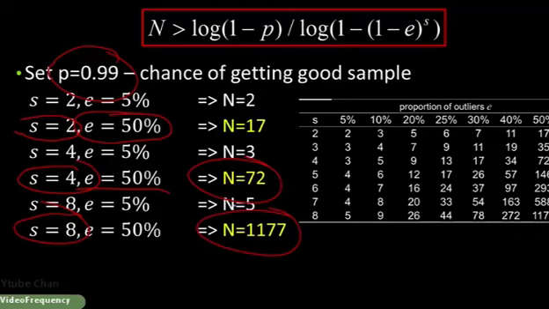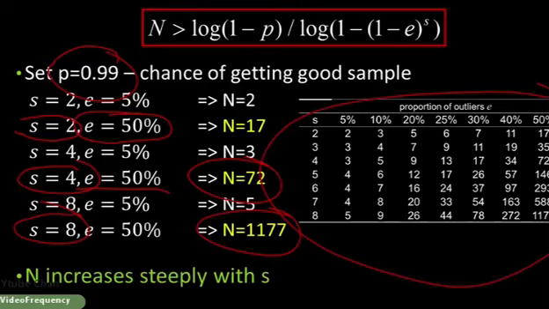One thing to notice about this table is that n does not go up very much as the percentage of outliers goes up, but it does go up pretty steeply as s gets bigger. So as the number of parameters that you need gets larger, all of a sudden the number of sample sets you have to check before you're pretty sure you'll have one that's right goes up as well.